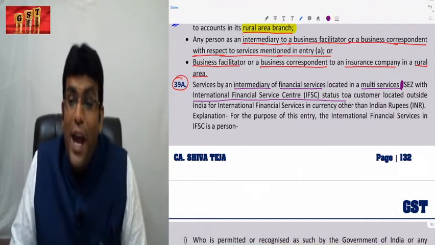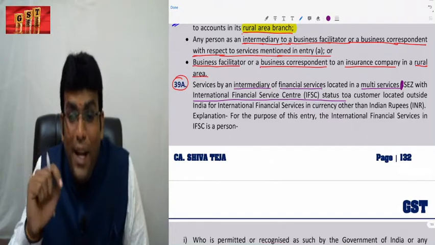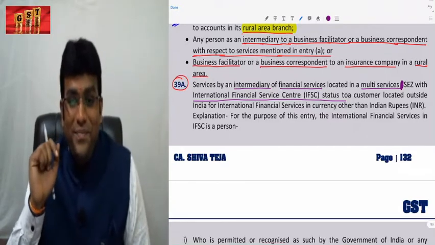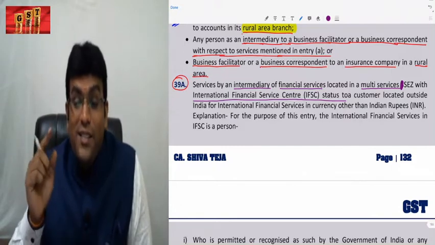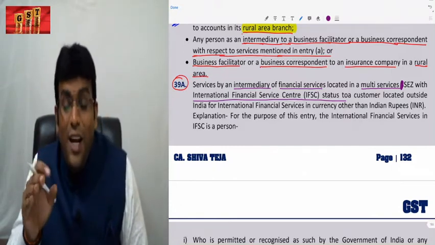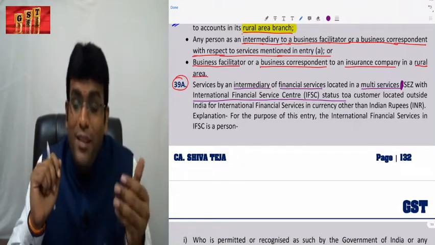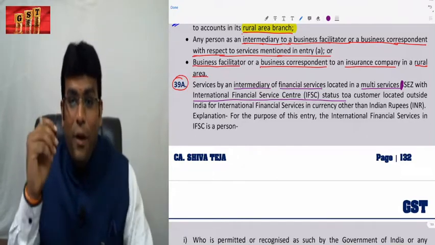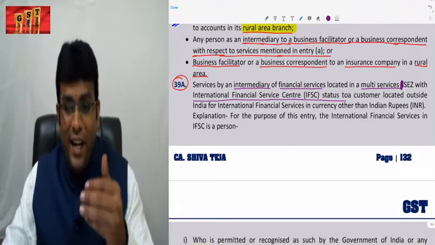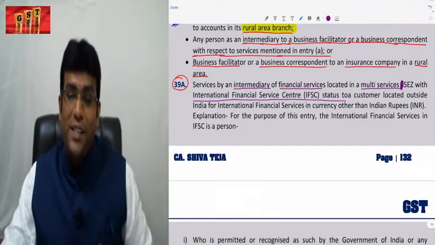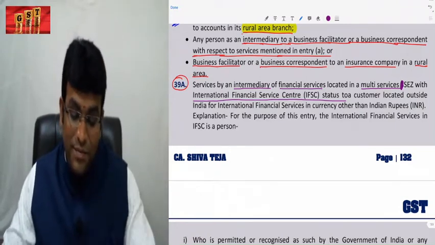So let me talk about what is IFSC. IFSC stands for International Financial Services Center. In fact, it is set up in India, in Gujarat. And what this IFSC actually does is provide service to customers located outside India, and they deal only in foreign currency, my dear friends. Getting clarity, sir?